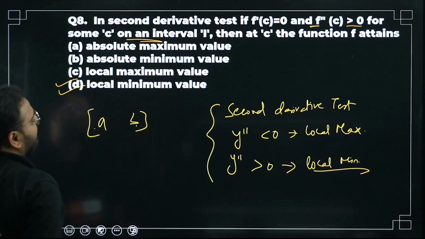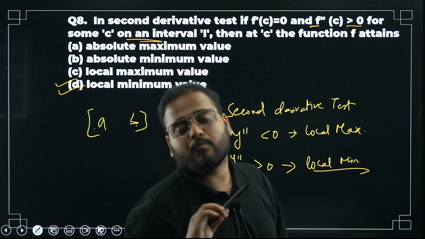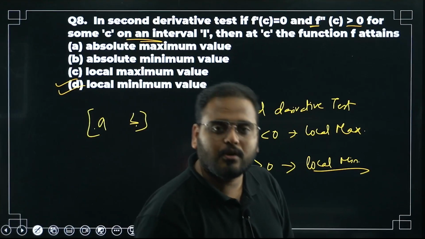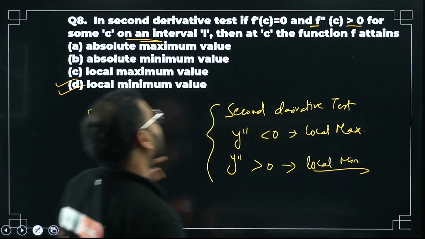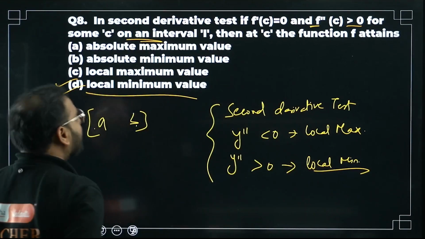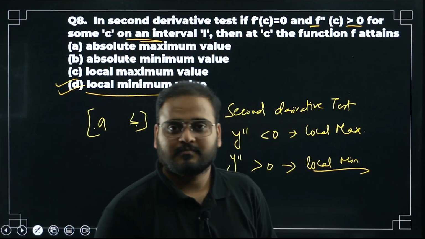So check for f of A and f of B as well. If you check for that also, and if it is more than both the values, then you can say yes, global or absolute maxima, or absolute minima. But in this case, nothing is defined like that. So you're going to take this answer to be the local minimum value. Is that crystal clear? Clear?